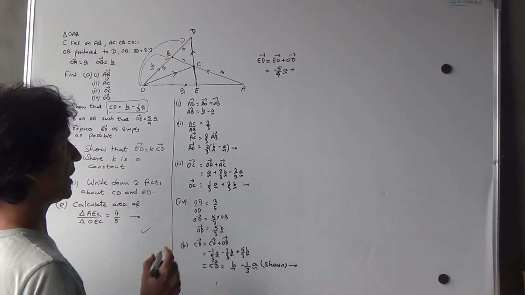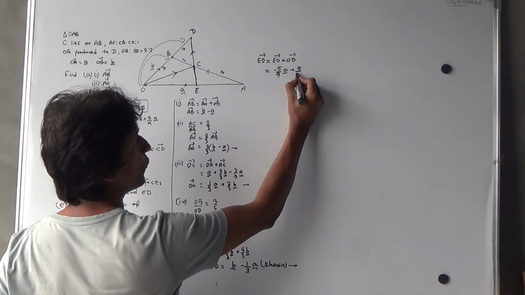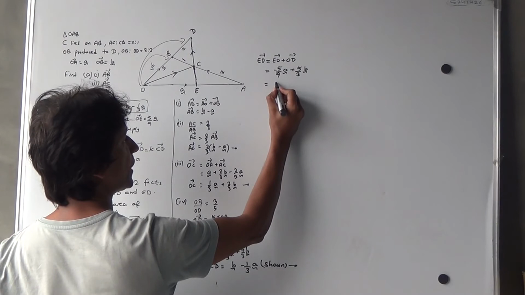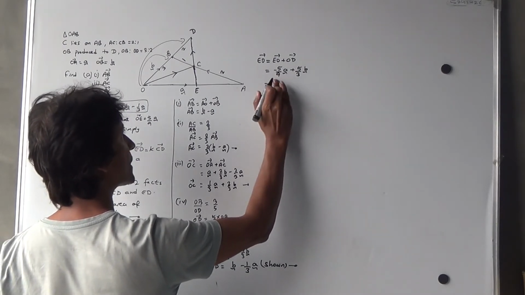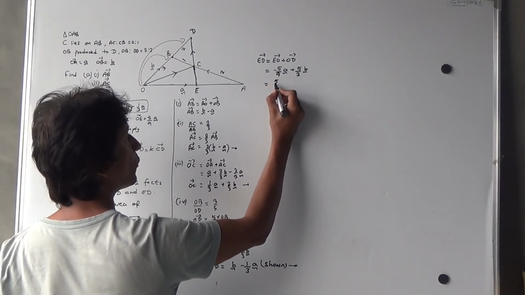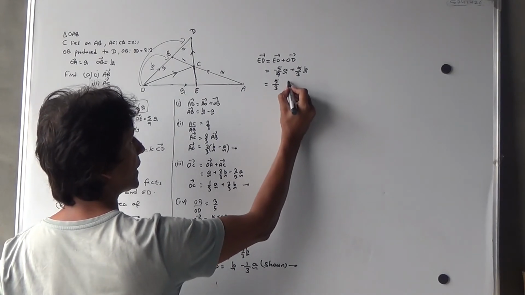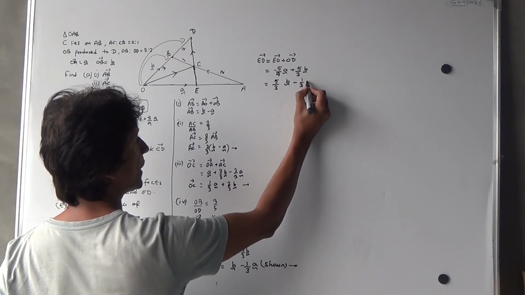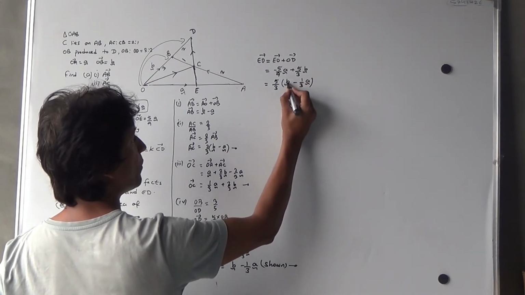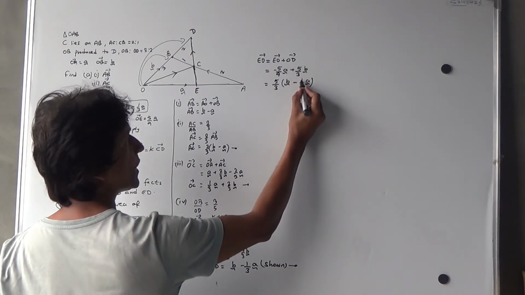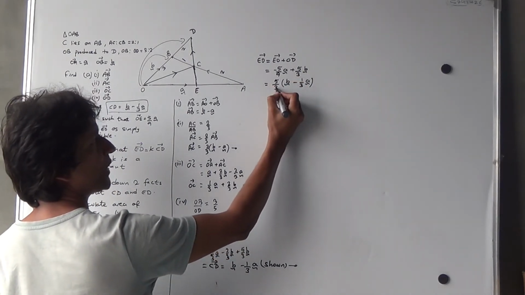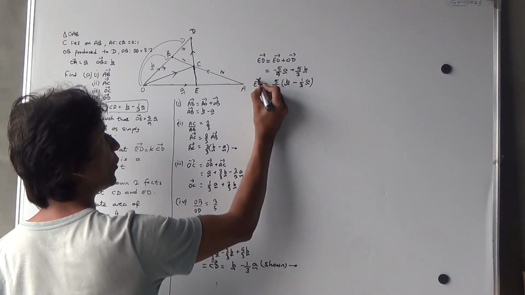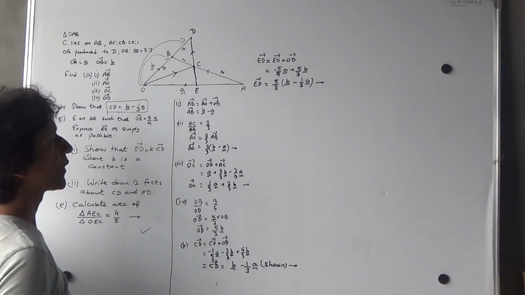5 over 3 vector B. I can probably take the 5 over 3 outside if I want. 5 over 3 outside, and inside I'm left with B minus 1 over 3 vector A. How? B times 5 over 3, 5 over 3 B, minus 1/3 times 5 over 3 is minus 5 over 9 vector A. So this is the vector ED. That's okay now.